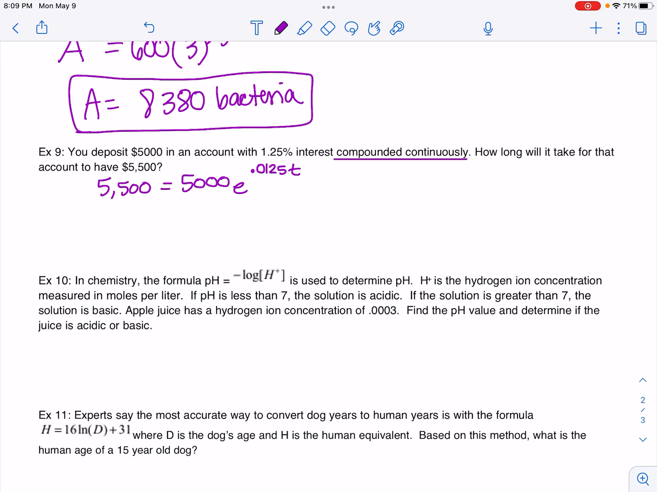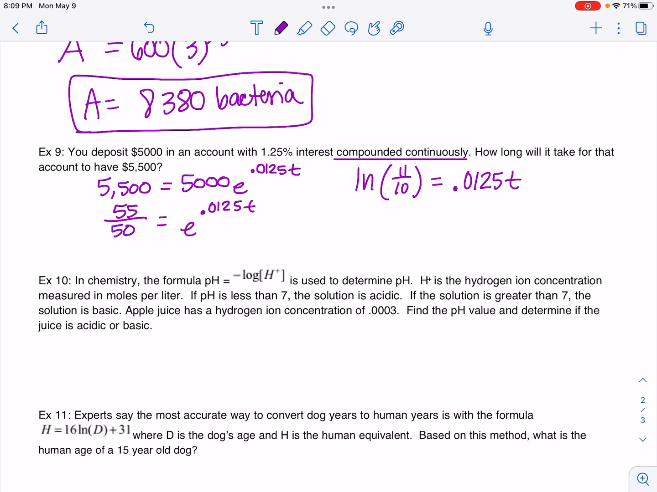So I need to isolate the exponential term, so divide by 5,000. 5,500 divided by 5,000 is really 55 divided by 50, which we can reduce some more to 11 over 10, if you want to write that, equals e to the 0.0125 times t. Now I'm going to rewrite this as a log. Log base e, a natural log, of 11 over 10 is equal to 0.0125 times t.